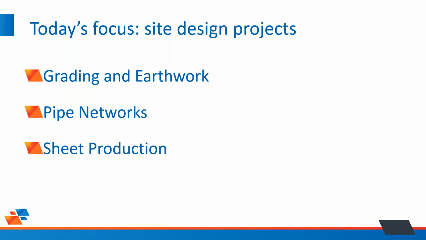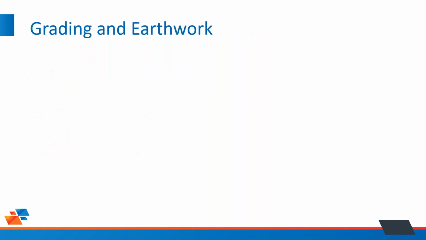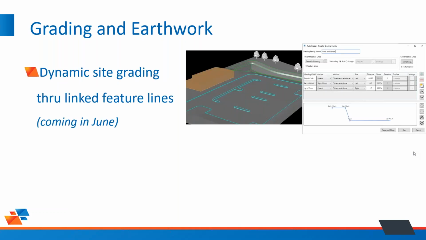So some of the categories: we're talking about grading and corresponding earthwork. We're talking about pipe networks and better, easier ways to use those. And we're also talking about sheet production. That covers pretty much all the major categories. So grading and earthwork, what do we have to make that easier for you?